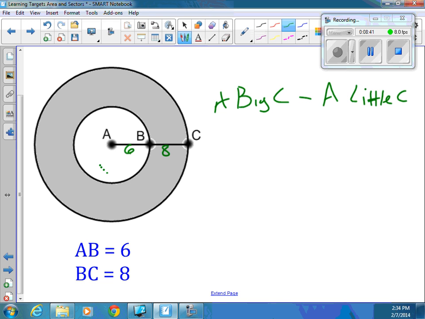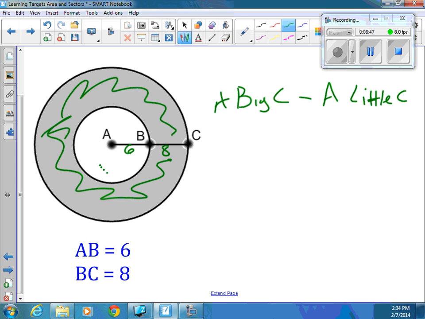Okay, area of big minus the area of the little will give us this leftover part here that's shaded in, the donut part. All right, now, area of big. What is the radius of this entire circle? It is not just 8, it is this entire thing. So it is the 6 plus 8, it is 14. So it's going to be 14 squared pi, because area is pi r squared.